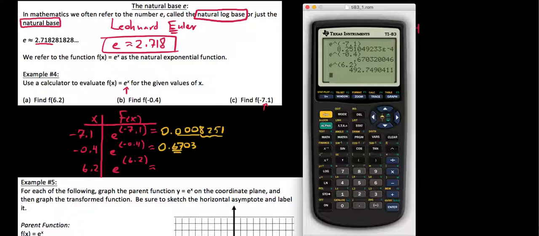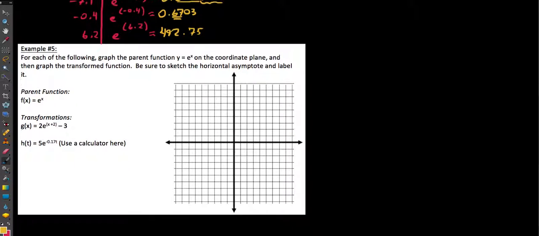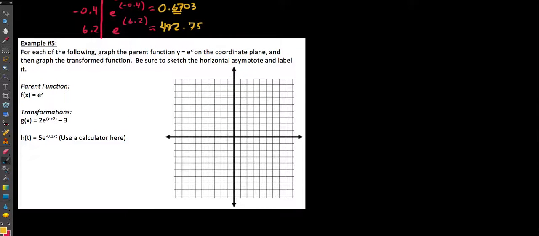And then e to the 6.2, what would happen if I took 2.7 times itself about 6.2 times? We get about 492.75. So e is just some natural base, and you need to know that it's about 2.718. But what I'd like to be able to do is also sketch graphs of exponential growth and decay using this natural base, since we use it so often.